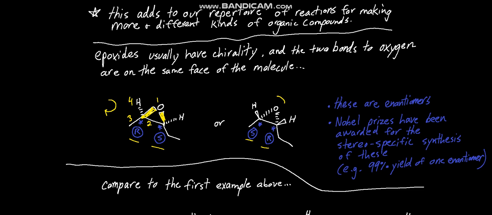So this is really critical. Nobel Prizes, plural, have been awarded for the ability to make one of these selectively, with stereospecificity, we would say.